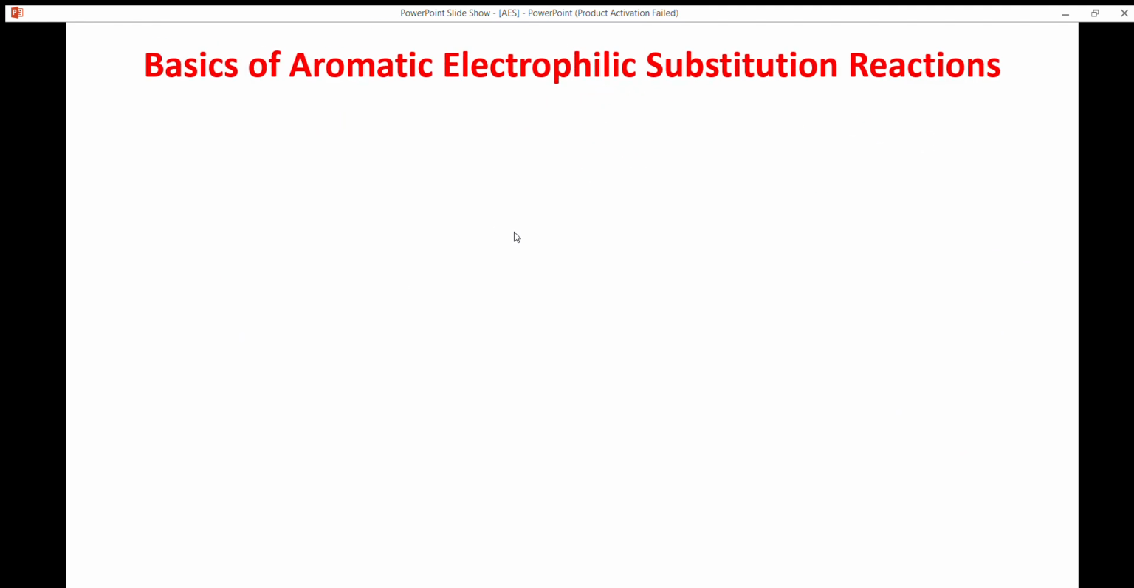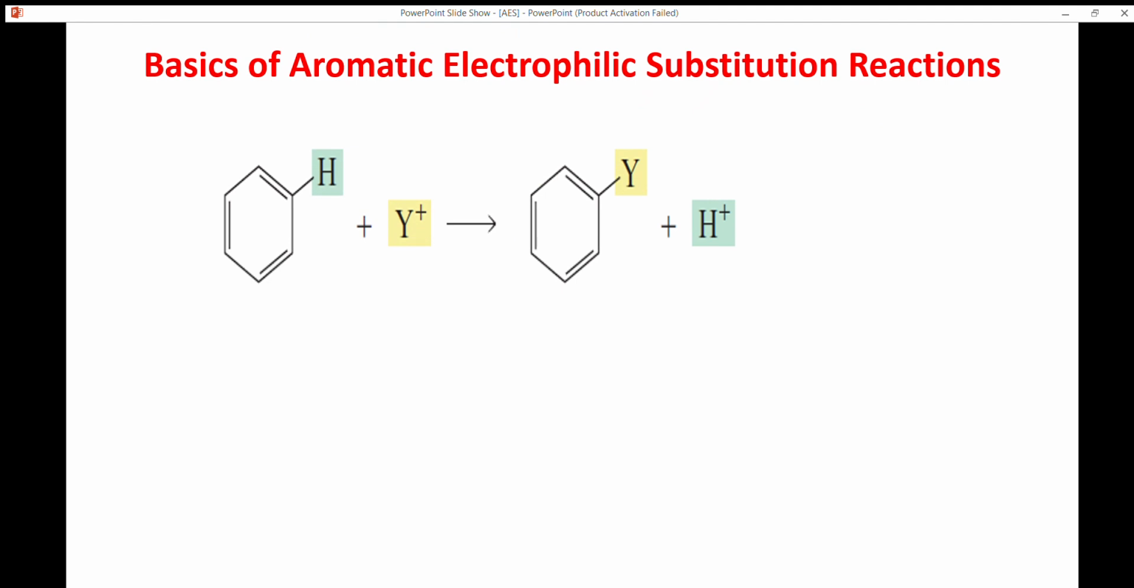Now, looking at the basic aspects of electrophilic substitution reaction, we will categorize the reaction first of all. In the beginning itself I told you that it is a type of substitution reaction of an electrophile. Here the electrophile, which I represent by the symbol Y+, is always electron deficient in nature, lacking maybe 2 electrons, that means a pair of electrons.